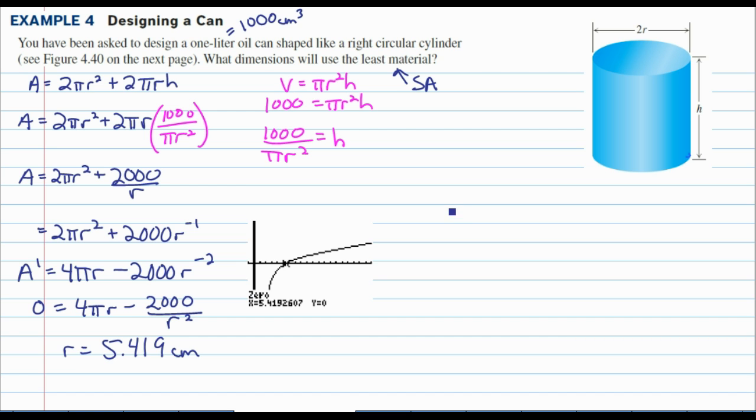So to answer the question, what dimensions will use the least material? Well, the radius is going to be 5.419 centimeters, and then to find the height, I can just use this relationship, plug in the radius, so 1,000 over π times 5.419, or really this exact x value here, squared, and that'll get me the height of 10.84 centimeters.